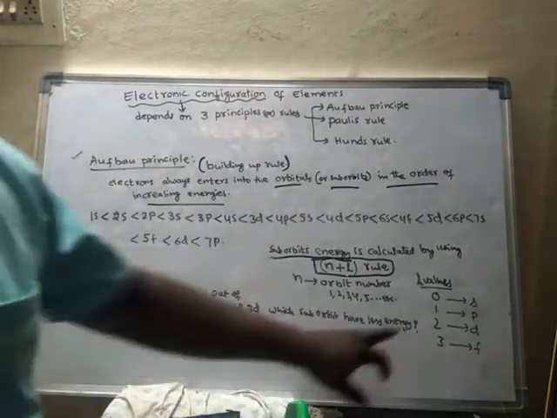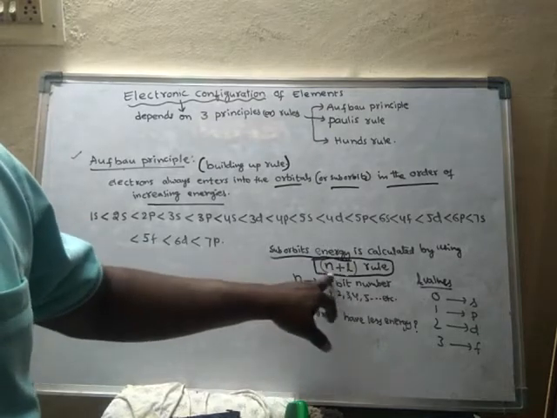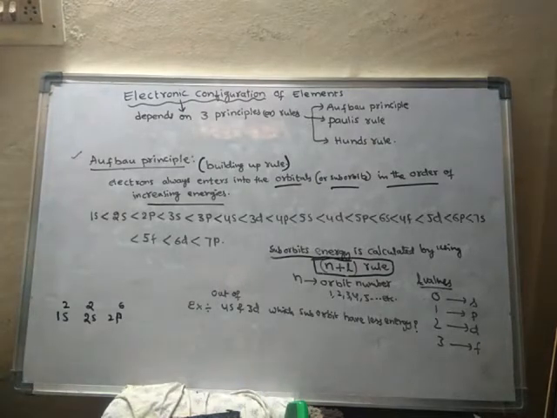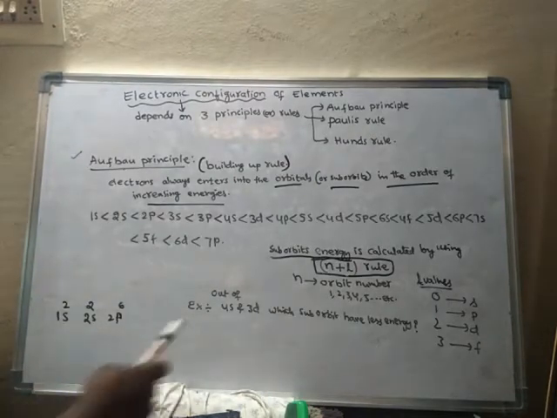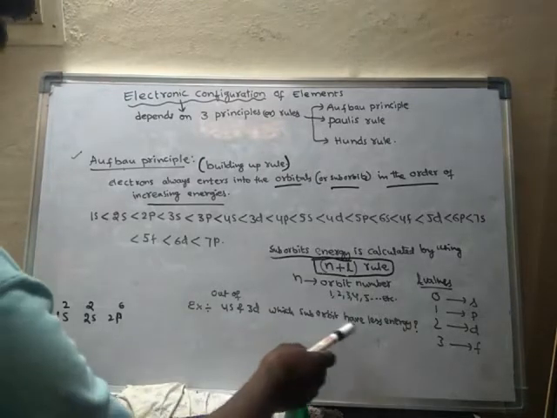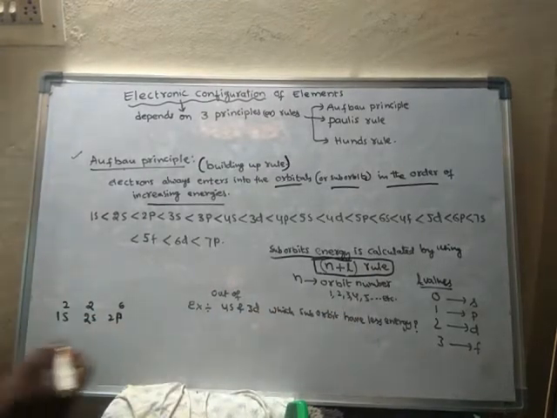So after knowing the values of N and L, if you add the values of N and L, it will give the energy of suborbit. For example, out of 4s and 3d suborbits, which suborbit has less energy? In order to find out, we will simply calculate the N plus L value.